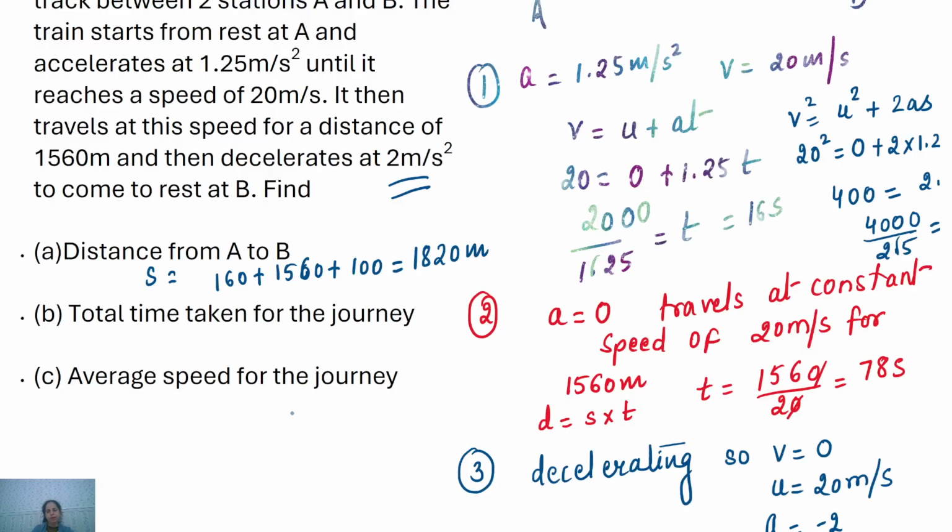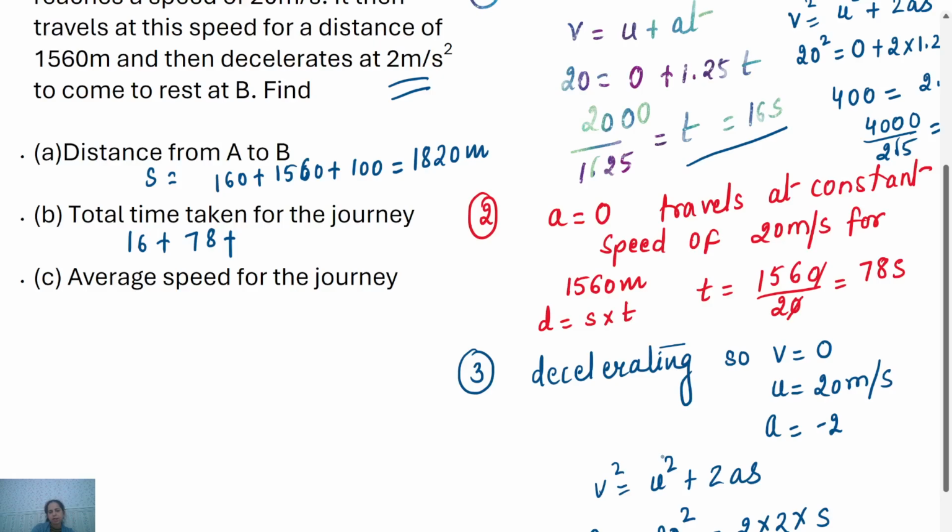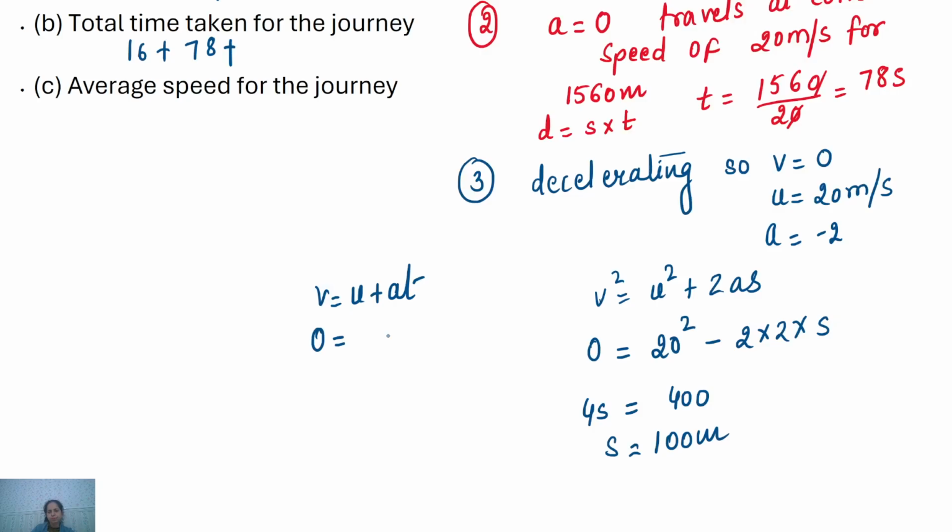Total time for the journey. So we've already got the time here, 16 seconds, plus we got the time here, 78 seconds, plus, let's calculate the time in the last leg of the journey. Here, same, V equals U plus AT, final 0. This is 20 minus 2 times T.